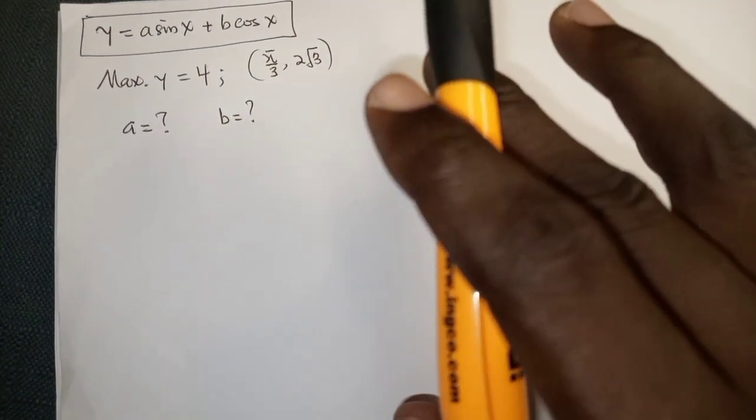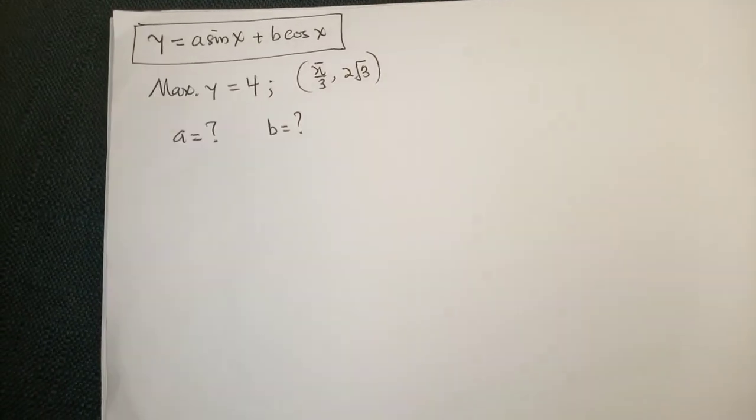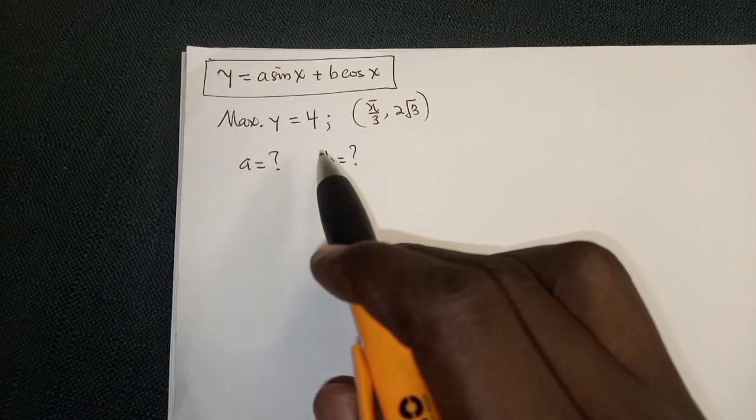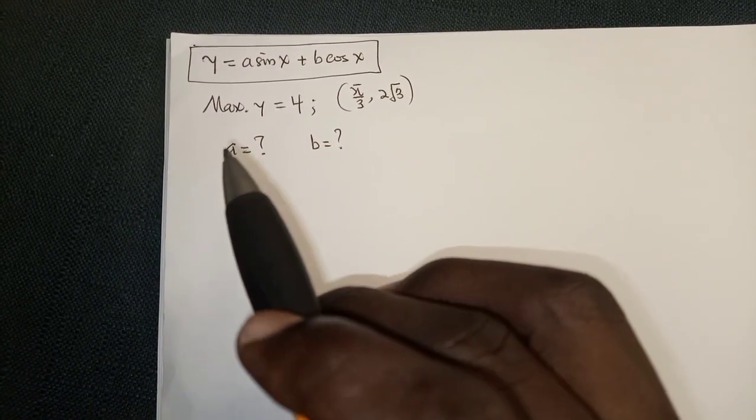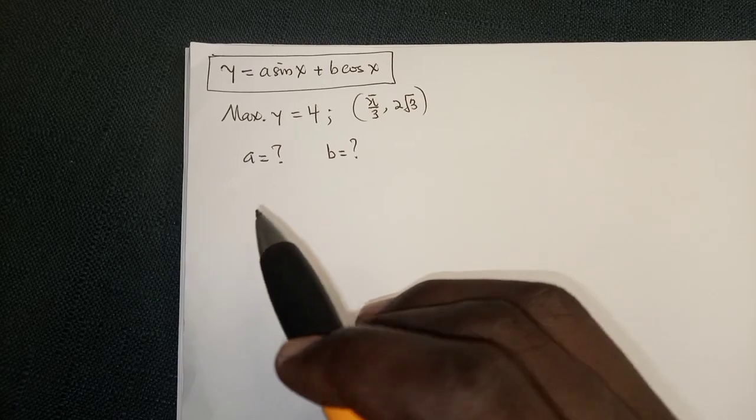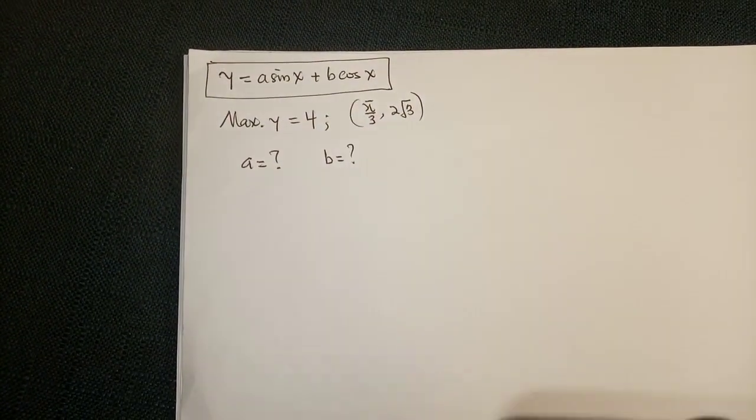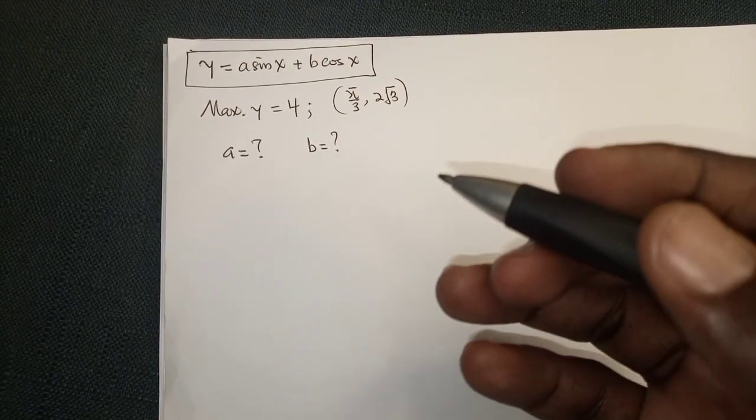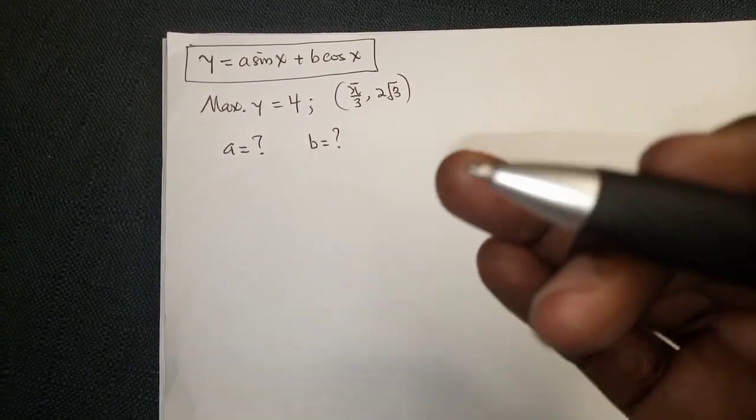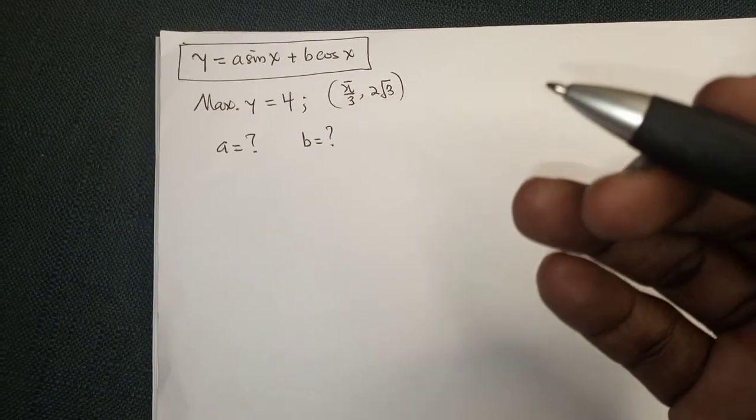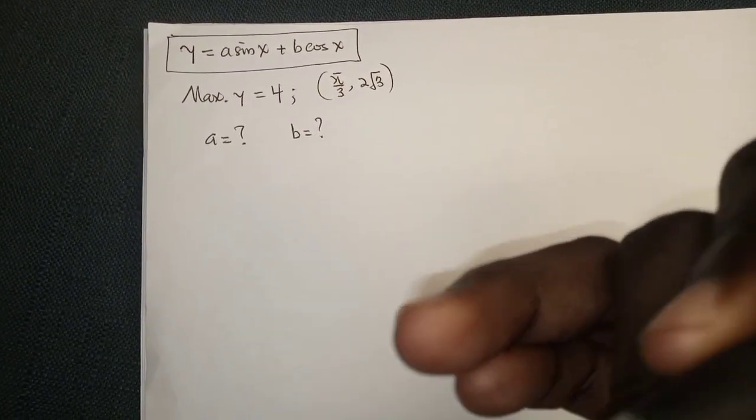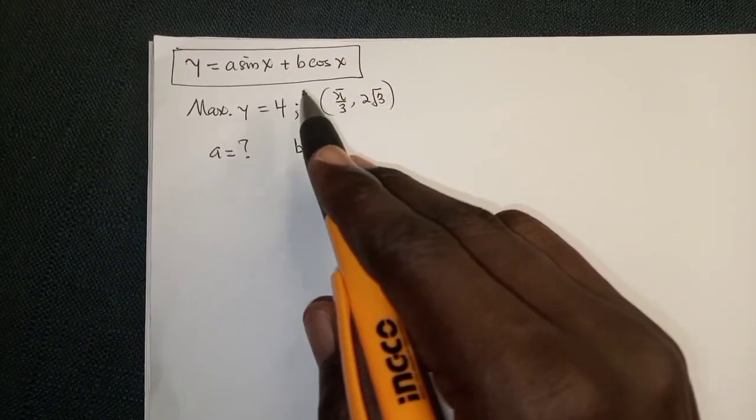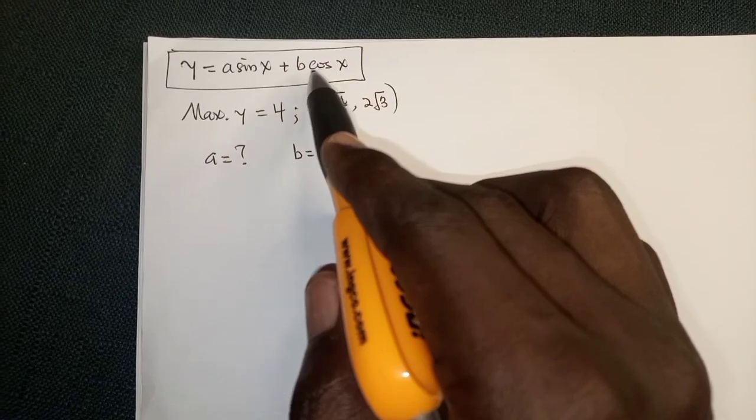Now since the maximum value has been given, what you have to do first is to find an expression for the max value. We find an equation in terms of the maximum value. So we are looking at a differential approach. We first differentiate the equation here.